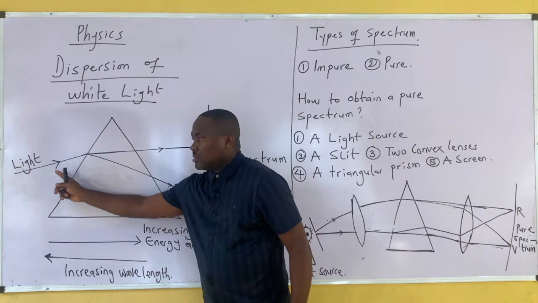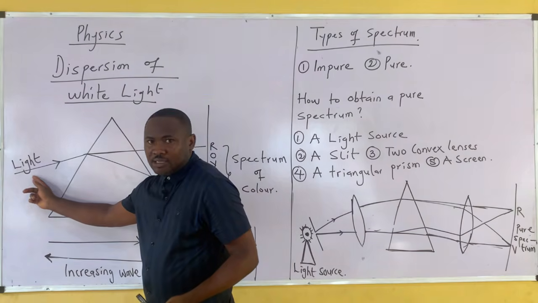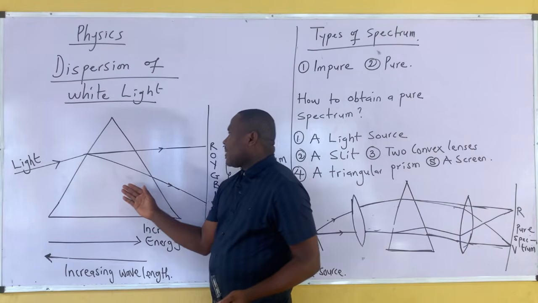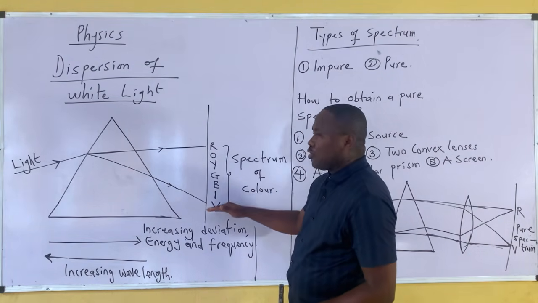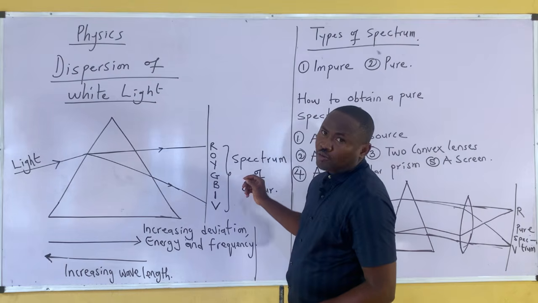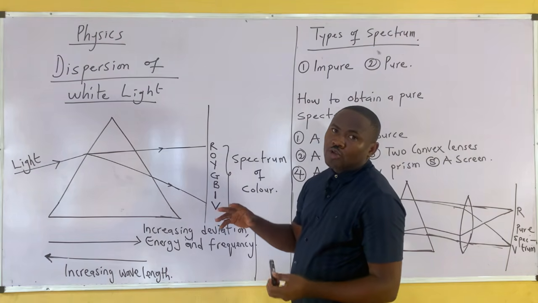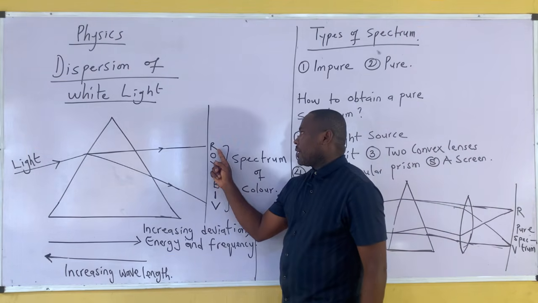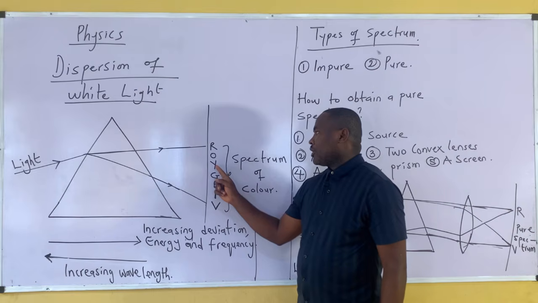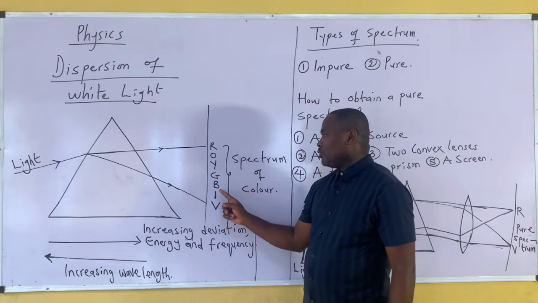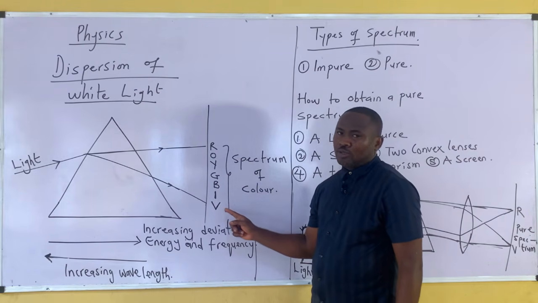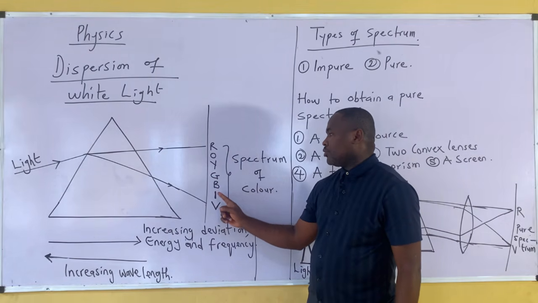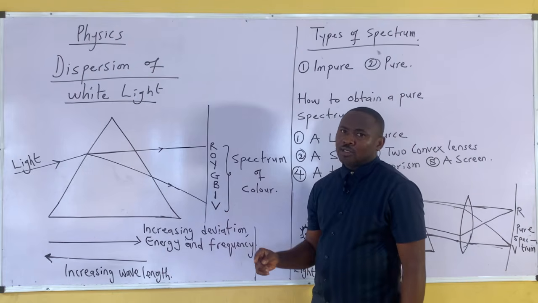White light passes through a triangular prism and brings out various colors. We call that a spectrum of color. A spectrum constitutes various components of color. Now, what are these colors? We have red, orange, yellow, green, blue, indigo, and violet. I'll repeat again. Red, orange, yellow, green, blue, indigo, and violet.